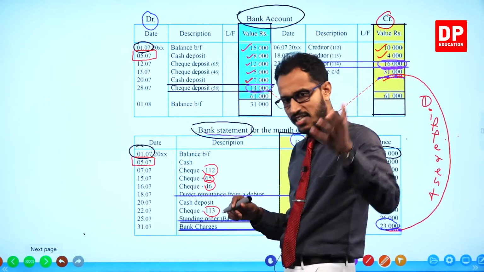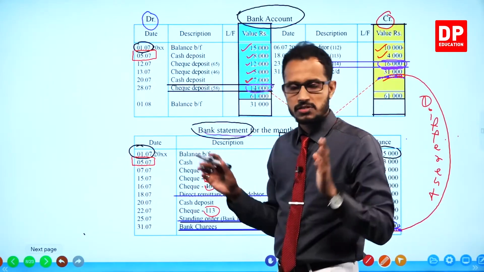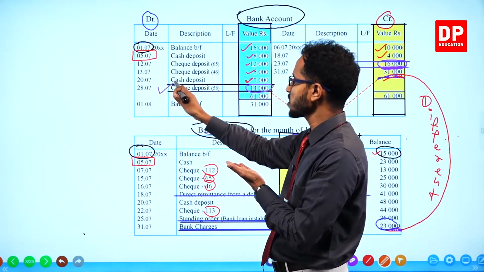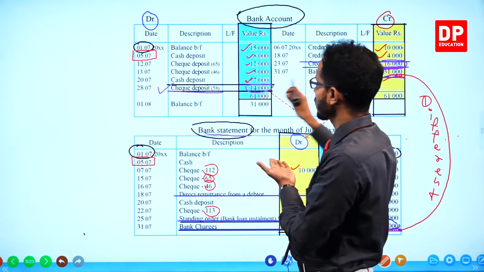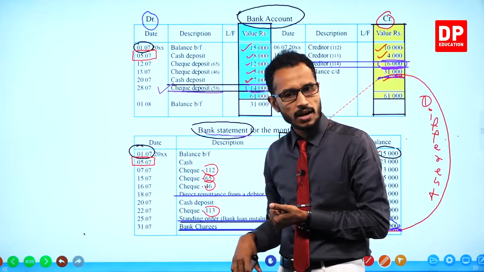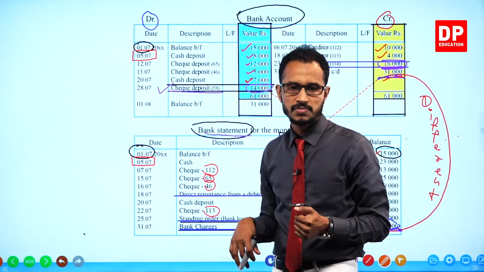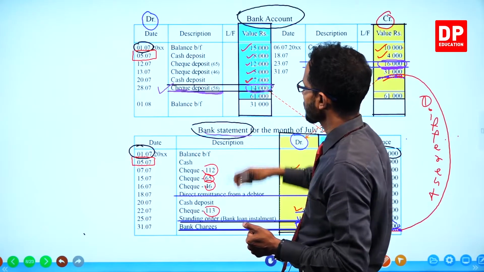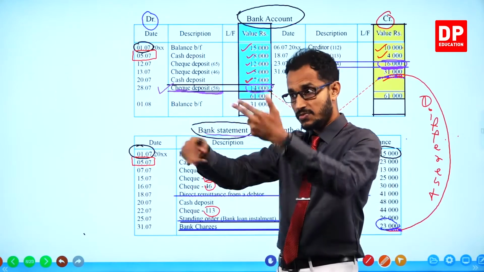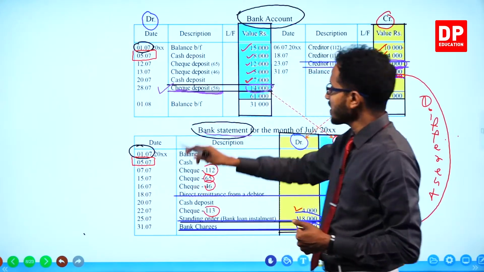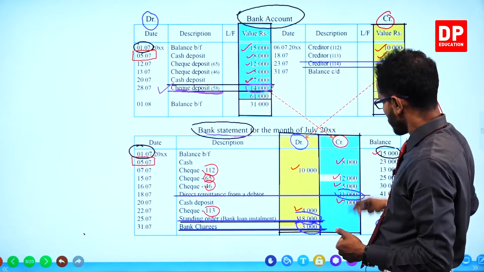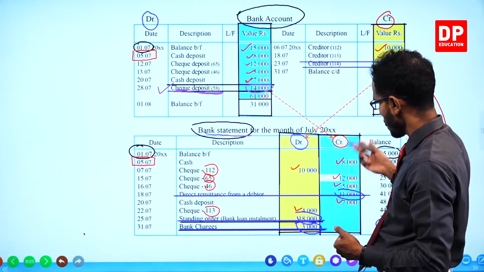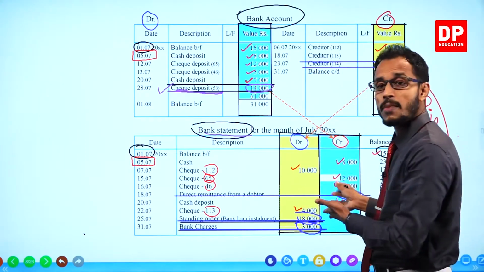Well, let's logically think about it. Students, my dear children, there is one check in the bank account. I'm talking about this check. It is on the debit side of the bank account, which means we have received a check. Check number 58. A check which we have received. But it is not appearing on the bank statement. That means it has not gone to the bank.